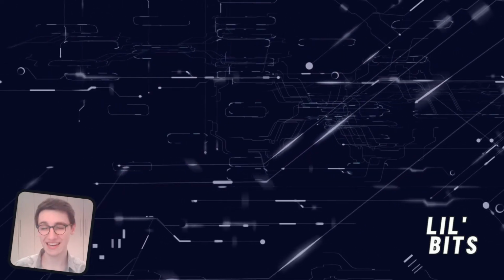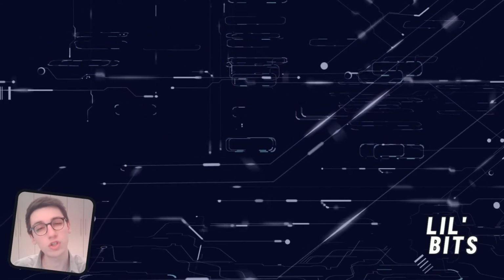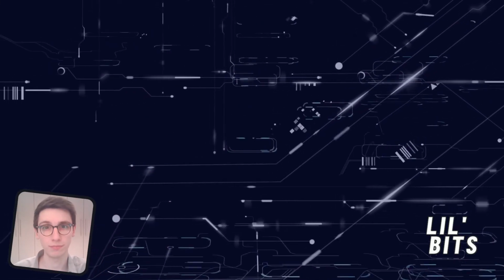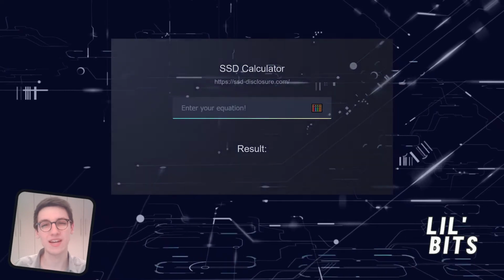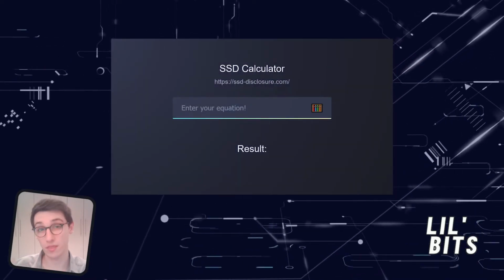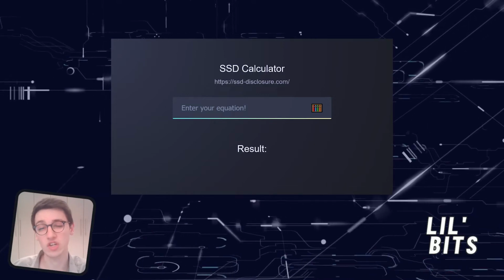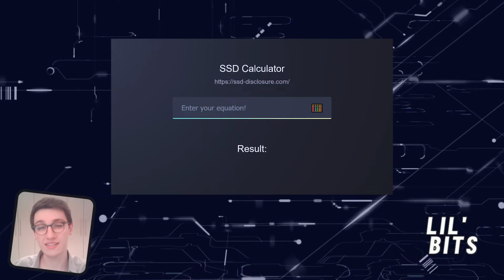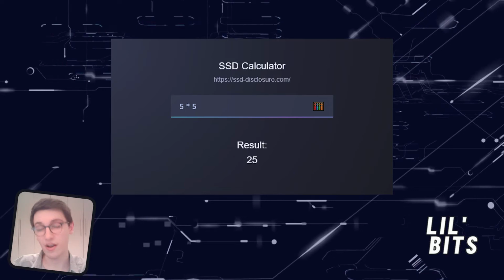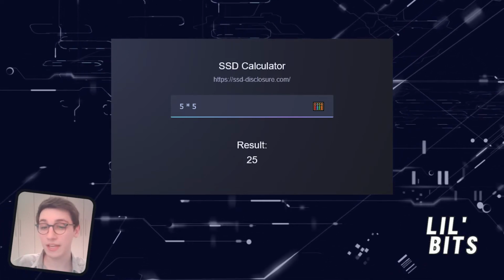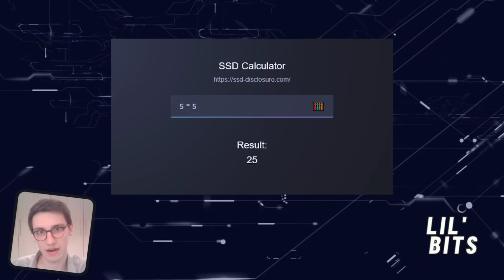Let's take a look at an example of a remote code execution vulnerability. Now we're going to imagine a website that allows users to input a mathematical equation, to which the application would respond with that equation evaluated. So for example, if we were to input 5 times 5, the application would reply with 25.